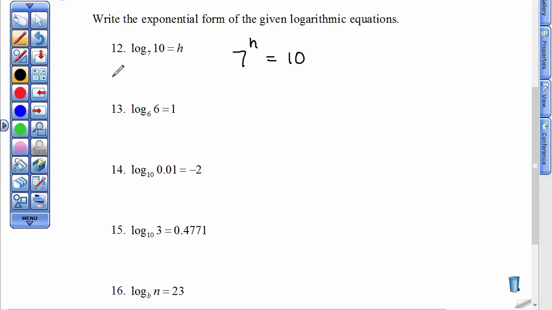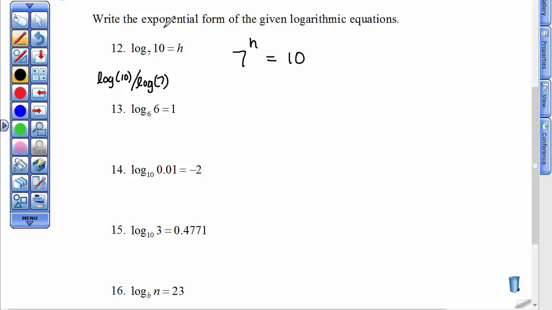Don't forget, you could type that on your calculator by the change of base formula. You could type log of 10 divided by log of 7, and that would actually give you the exponent here that you'd raise 7 to get 10, and that exponent can't be much more than 1, because 7 to the first is 7. So it's probably 1 point, whatever.